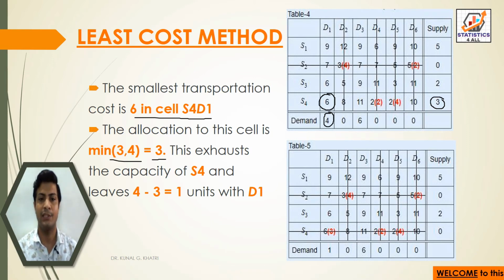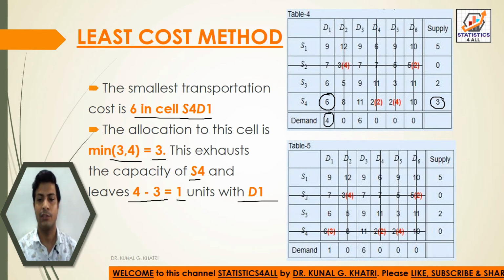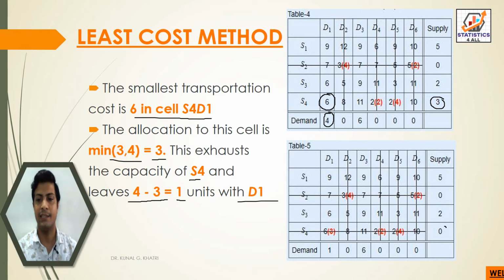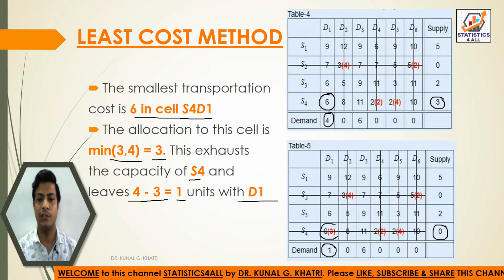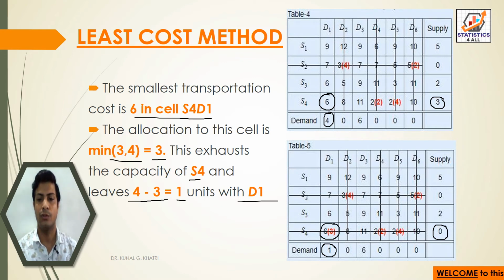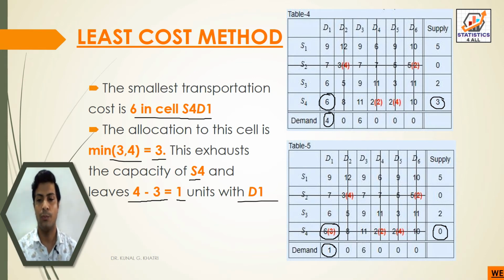This absorbs the capacity of S4 and hence leaves 4 minus 3, that is equal to 1 unit with D1. So here we can see that 3 minus 3, that is equal to 0, and 4 minus 3, that is equal to 1, as you allocate 3 here in first column fourth row. So as we can see that your supply is just 0, so we cut fourth row as supply is here 0.